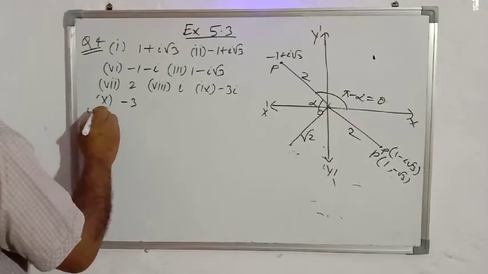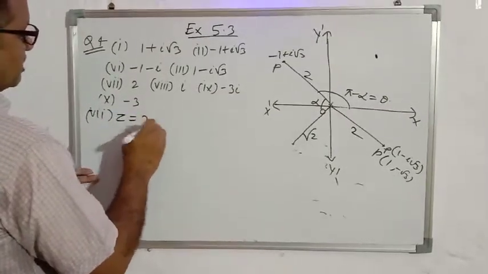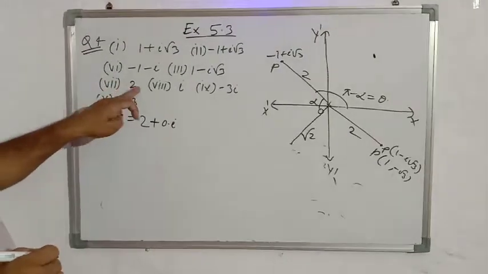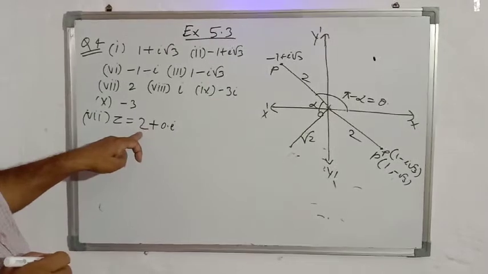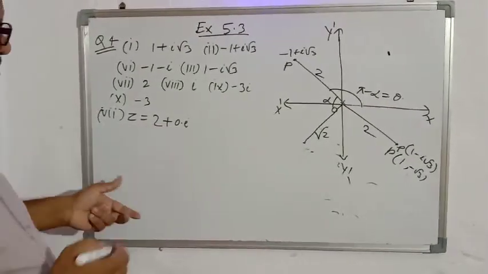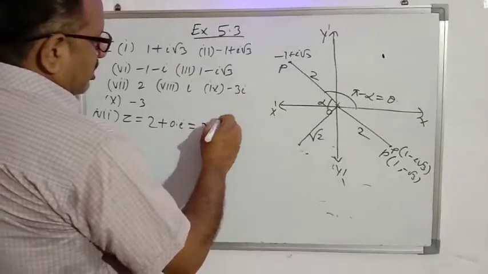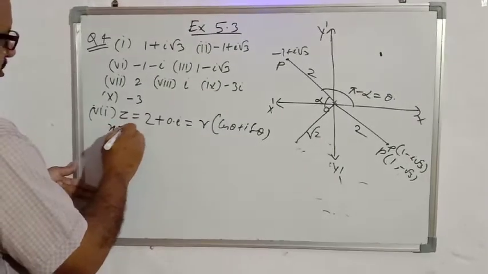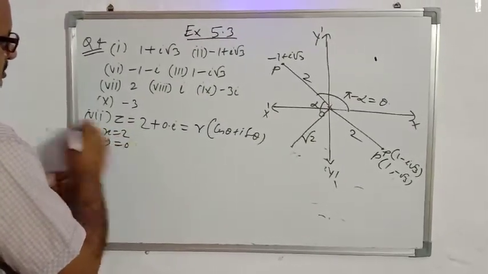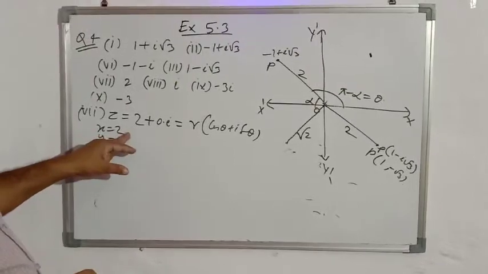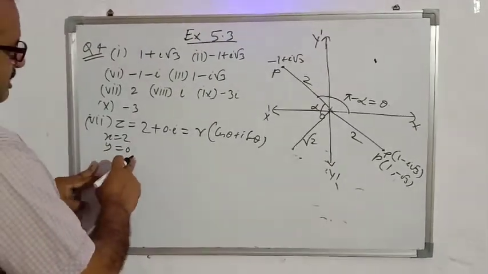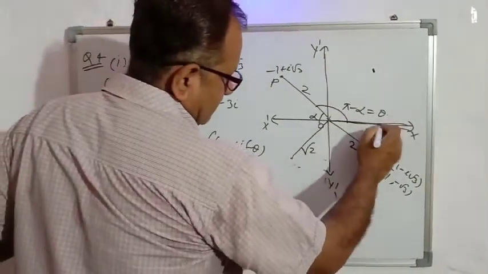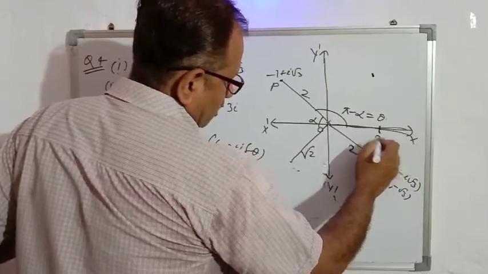See the seventh part. The seventh part is the complex number 2. 2 means 2 plus 0 into i. It is purely real, 2. So it can be written in the form x plus i y as 2 plus 0 into i. Again we can write it as r cos theta plus i sin theta. Here x is equal to 2, greater than 0, and y is equal to 0. It means it will lie on the x axis, at 2 comma 0.